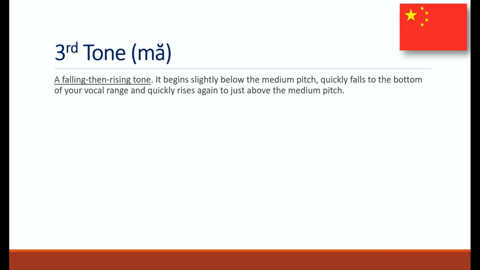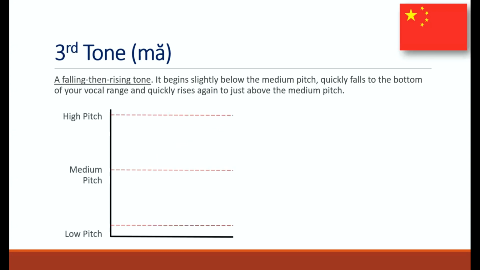Then the next one, we have the third tone. This one's a bit tricky. It's a falling then rising tone. It's the only tone that falls and then rises. It begins slightly below the medium pitch, quickly falls to the bottom of your vocal range and quickly rises again to just above the medium pitch. So begin just slightly under the medium pitch, as you can see here, and it goes down to your low pitch and it rises.